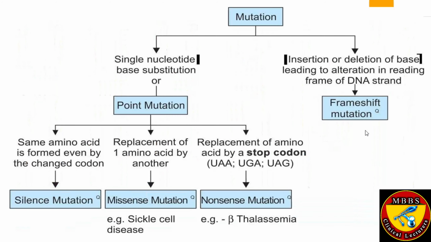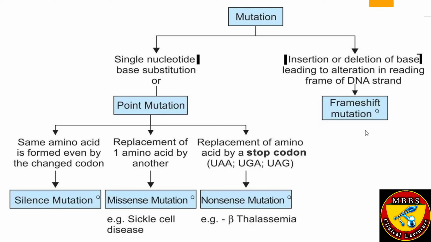So whenever there is a mutation, mutation means complete change. Either it is a single nucleotide base substitution, or it may be an insertion or deletion of bases leading to alteration in the reading frame of the DNA strand. That type of mutation we call a frameshift mutation. Whenever there is a single nucleotide base substitution, that is called a point mutation.